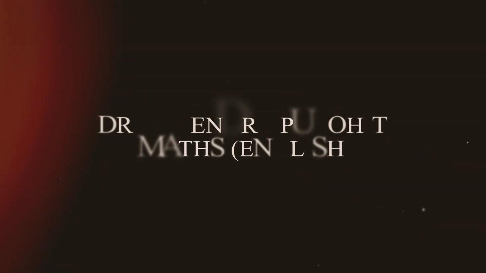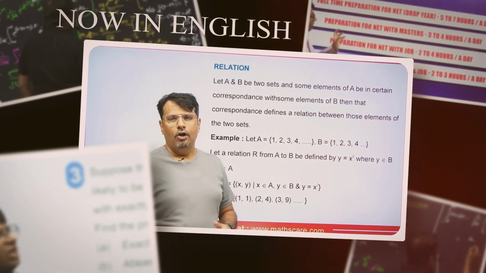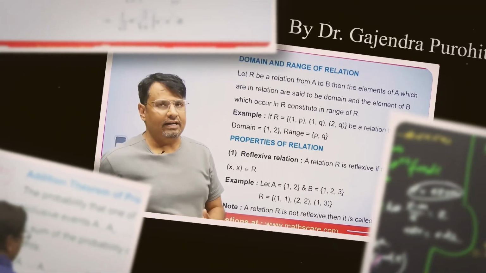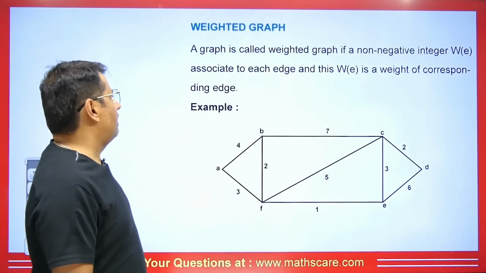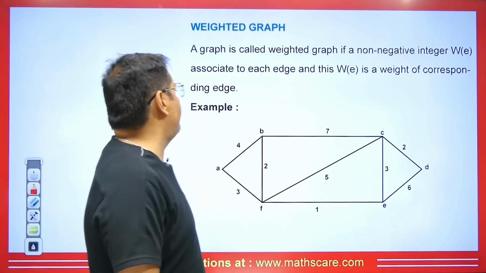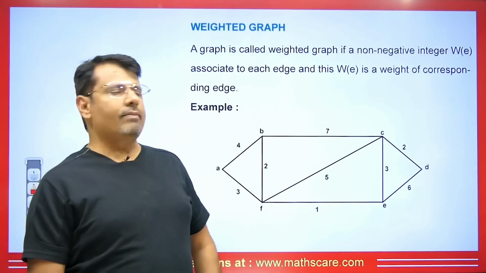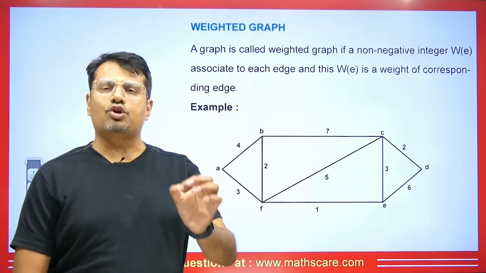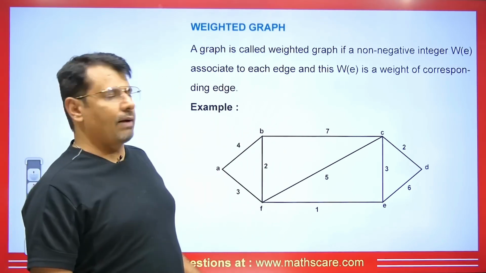Now, see. First, we will understand what is a weighted graph. A graph is called a weighted graph if a non-negative integer WE is associated to each edge, and WE is the weight of the corresponding edge. Normally in a graph, edges are given on one side and vertices on the other. We denote edges with E1, E2, E3, E4 like that, right?